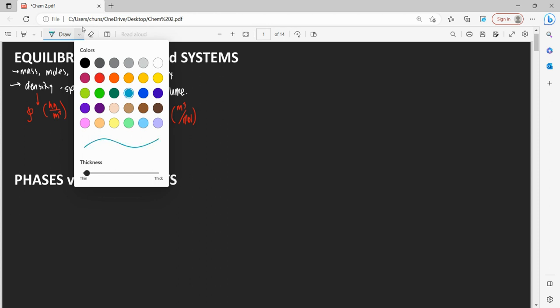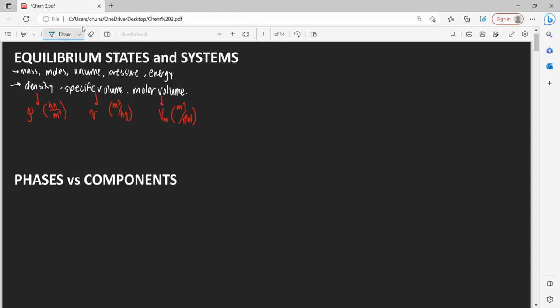Furthermore, it's important to note that you can relate density and specific volume, where 1 over rho is equal to our specific volume, and vice versa is equal to rho. And this just comes from our units. If you see our units, it's basically just the reciprocal of one another. And molar volume you can find from getting the volume of your container and the number of moles present.